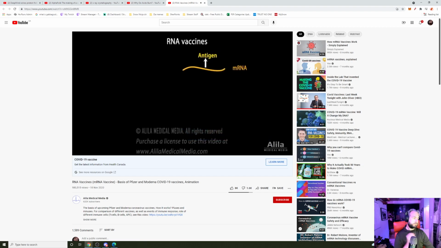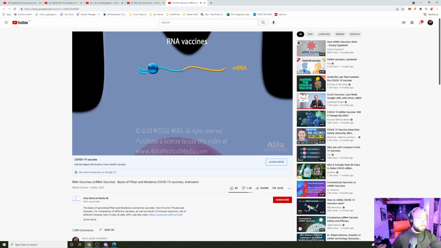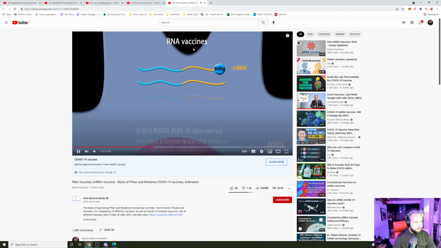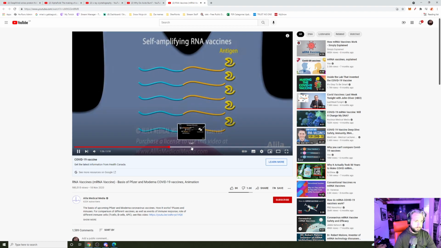Some RNA vaccines also contain additional mRNA coding for an enzyme, which, after being translated in host cells, can generate multiple copies of the antigen encoding mRNA. This essentially amplifies the production of antigen from a small amount of vaccine, making the vaccine more effective. These are called self-amplifying RNA vaccines.